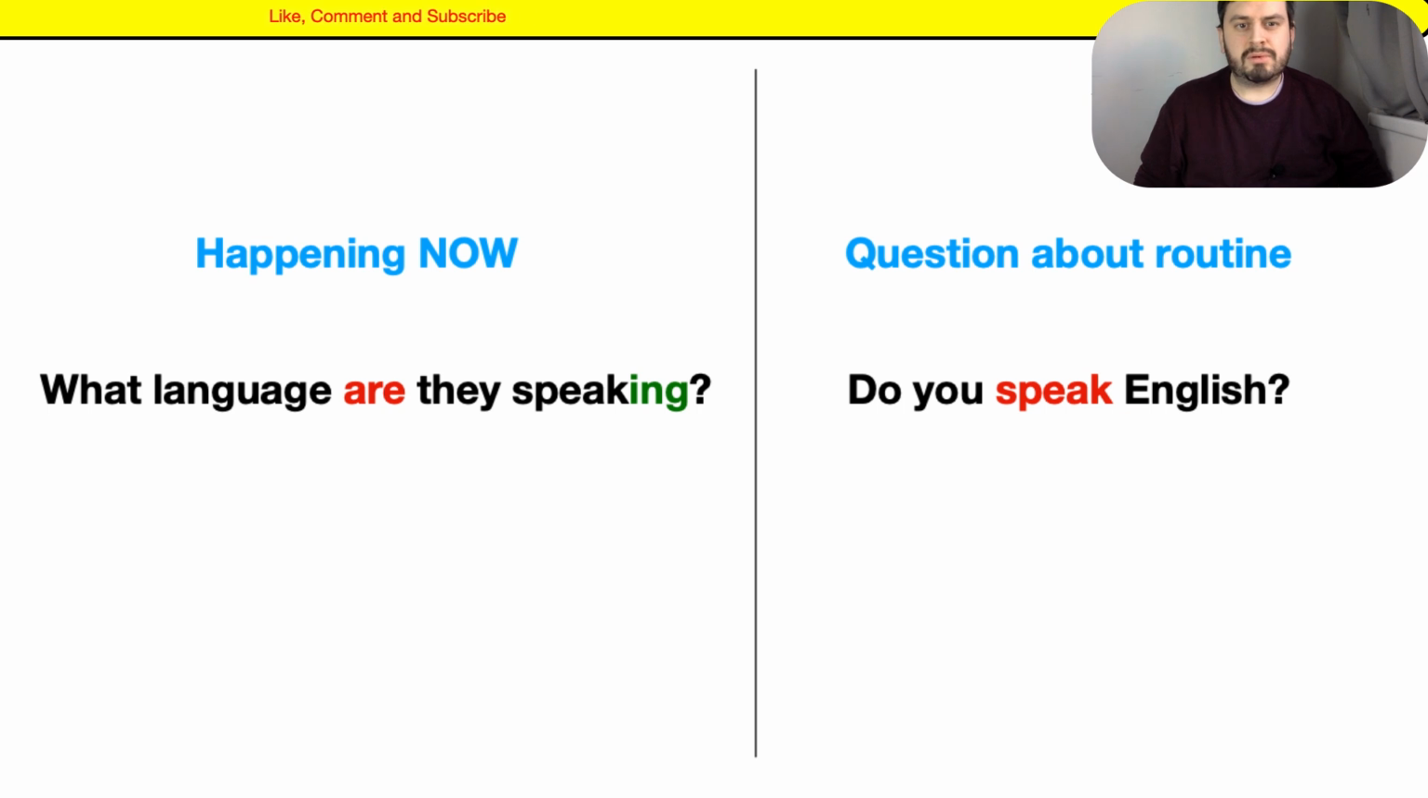Here's another example. Here we have happening now. Someone might say, what languages are they speaking? They're speaking languages right now. But we usually use present simple when we want to talk about the routine, what they usually do. So we can say, do you speak English? Do they speak English? It's something that we can ask when we want to talk about what somebody usually does.